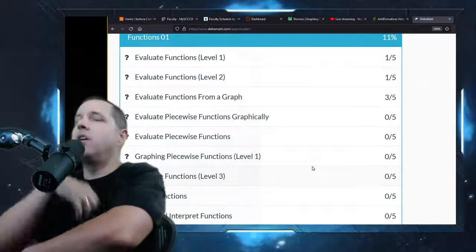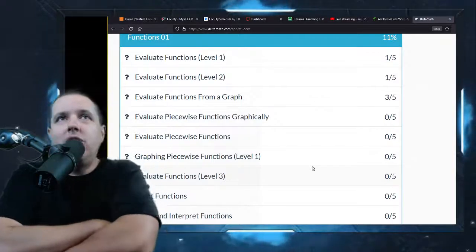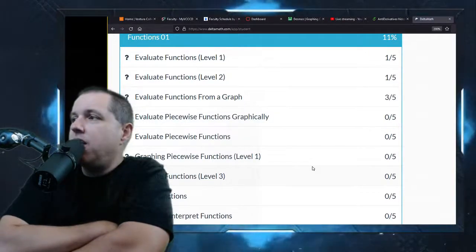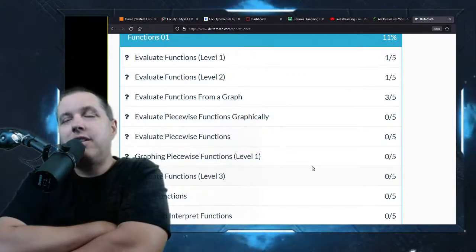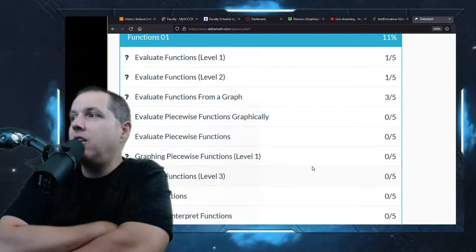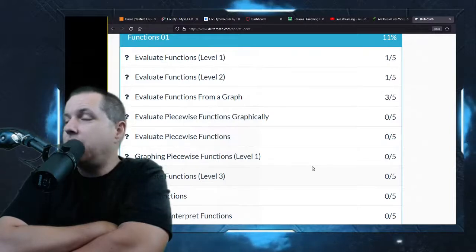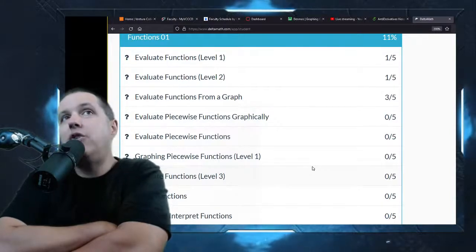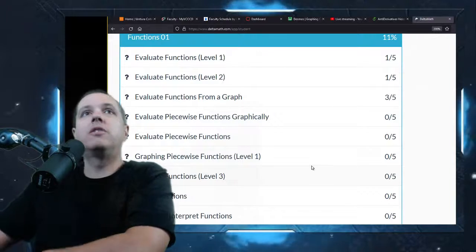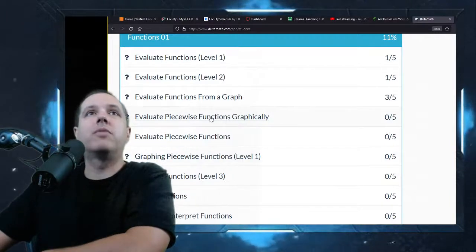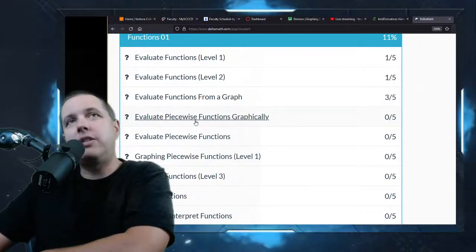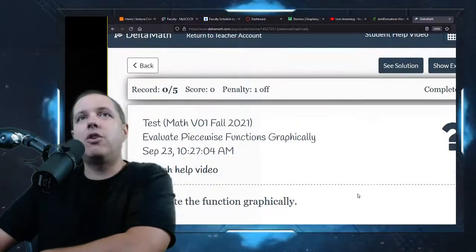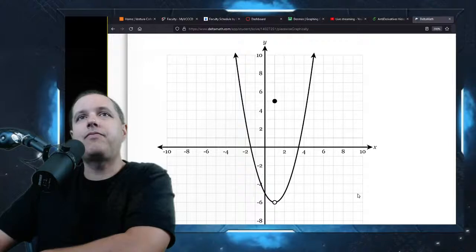Then we graduate into something called a piecewise function. A piecewise function, you can kind of think of it as a Frankenstein function. It's a bunch of different pieces that are unrelated put together to create one new thing. Okay, so let's take a look at piecewise functions graphically first because it goes along with what we were just talking about.